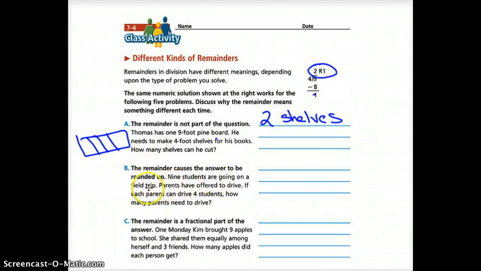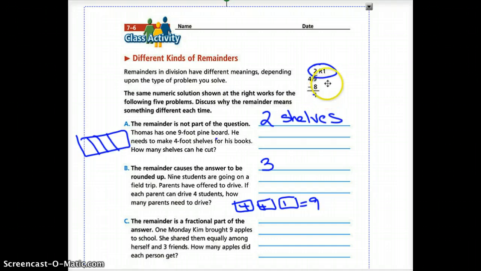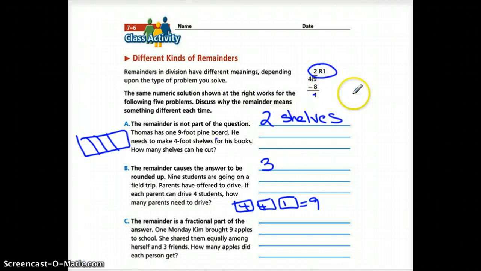Alright, let's look at number 2, or B. 9 students are going on a field trip. Parents have offered to drive. If each parent can drive 4 kids, so here's car 1, 4 kids, here's car 2, 4 kids, how many parents need to drive? Well, if I only have 2 cars, because my answer is 2, I'm leaving 1 student behind. So I actually need 1 more car for that 1 student so that I have all 9 students. So this one I'm going to round up because I can't leave a person behind. So this would be 3 cars.